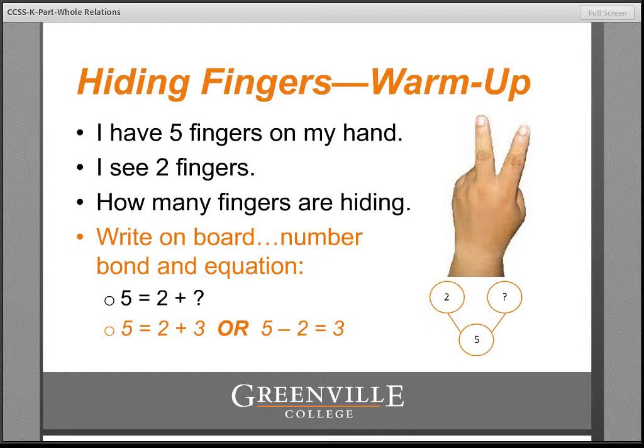The others are hidden. So that's the view I give to the students, so they can't see my other fingers. But everybody has 5 fingers on the hand, so it's easy to figure out. I have 5 fingers on my hand. I see 2. How many fingers are hiding? Here you've essentially taken 5 and you've partitioned it into a 2 and something else. But they have their own built-in manipulative on the ends of their arms that can help them figure out what the other part is. So once they've done that, then you can write on the board the number bond, and you can also write an equation.